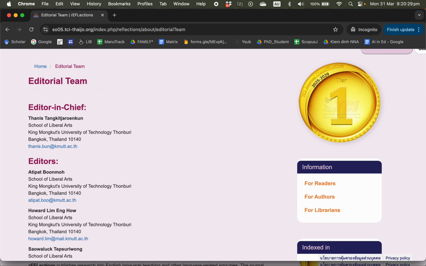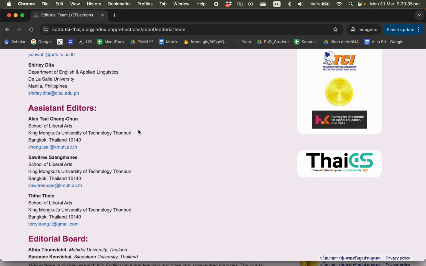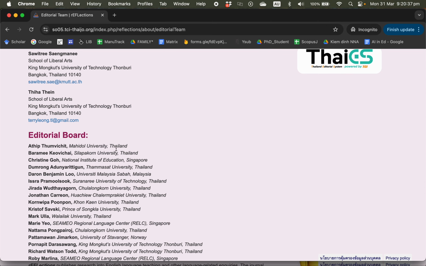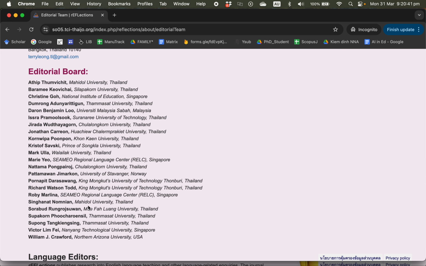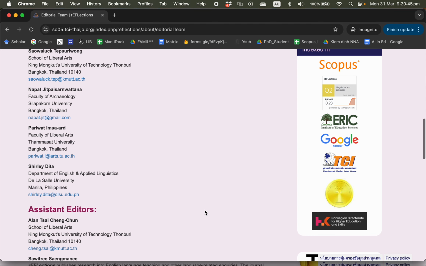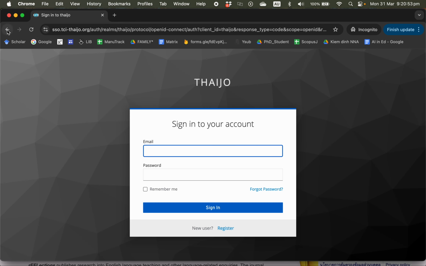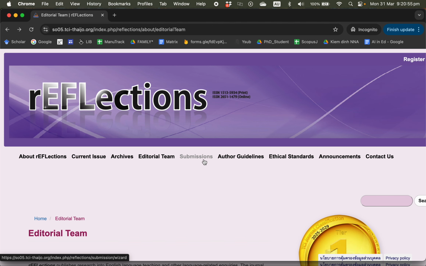All right, let's get back to this one. The editorial team is very important, and then you see assistant editors and the editorial board. The editorial board are often the ones who will review your manuscript, so these are reviewers. Now, submission and author guidelines are important. Submission means you go to the portal where you can submit your manuscript.